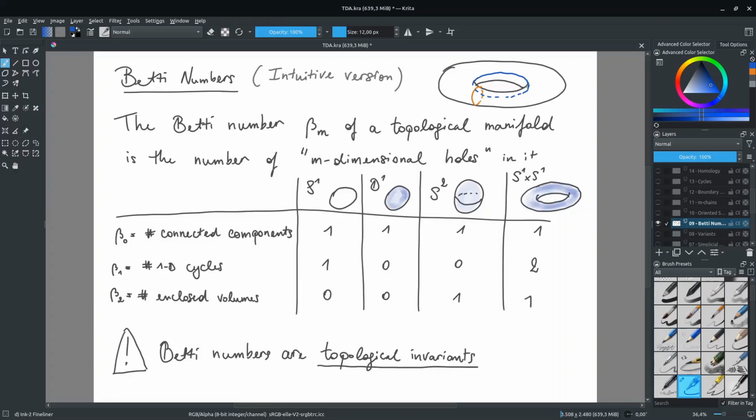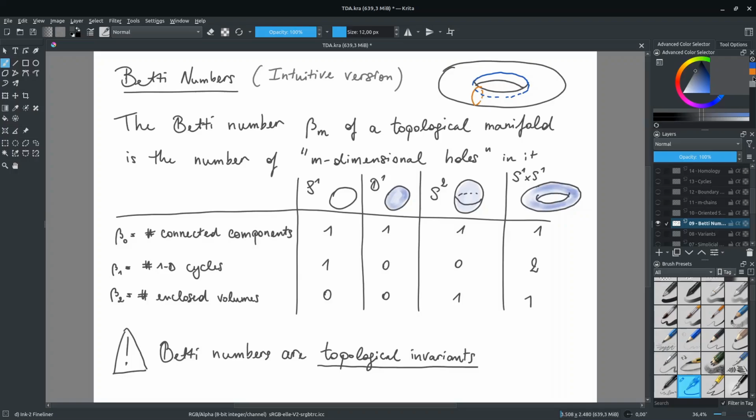We will see a nicer, easier definition of this, but that's the intuition, at least for this kind of stuff. And actually, we'll see that in the discrete case, it's going to work mostly the same. So, okay, Betti numbers are fine.